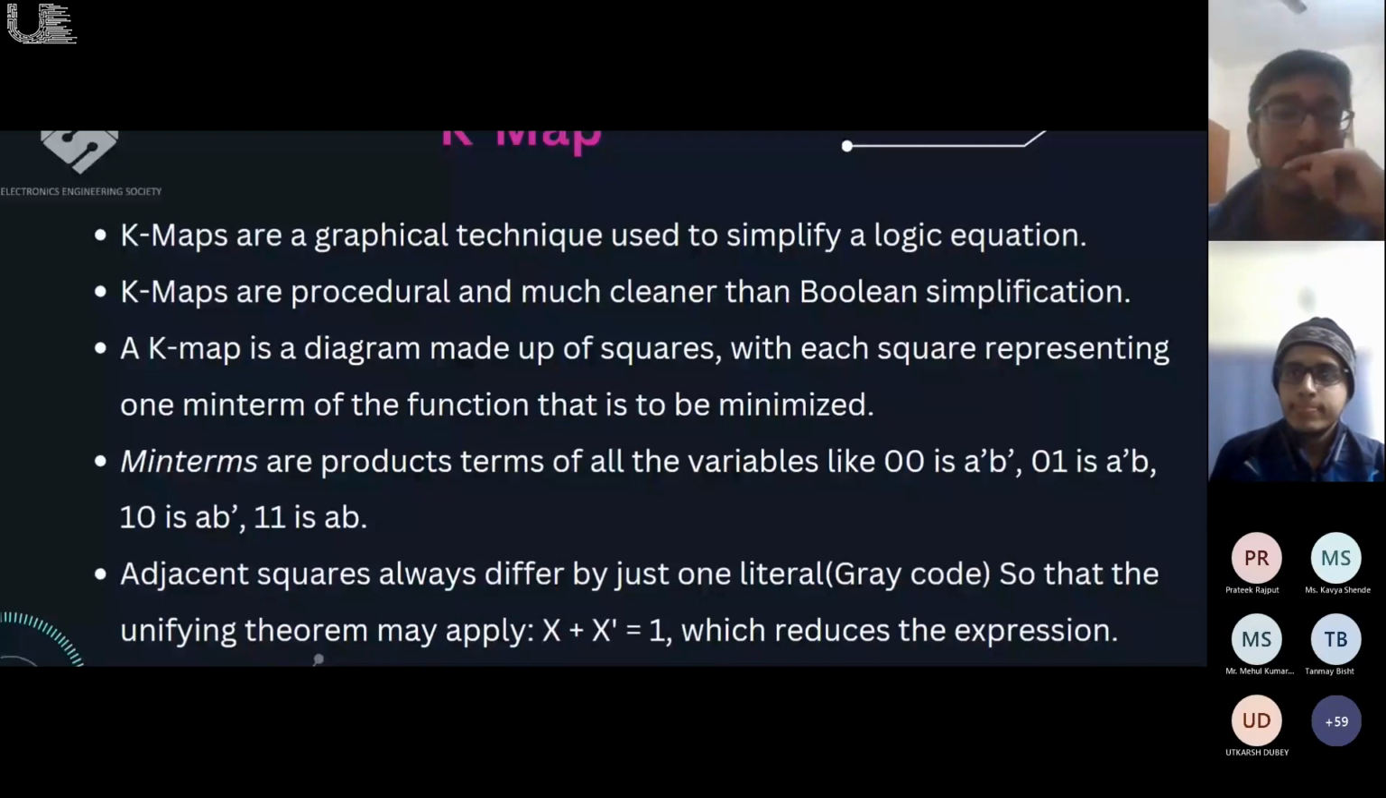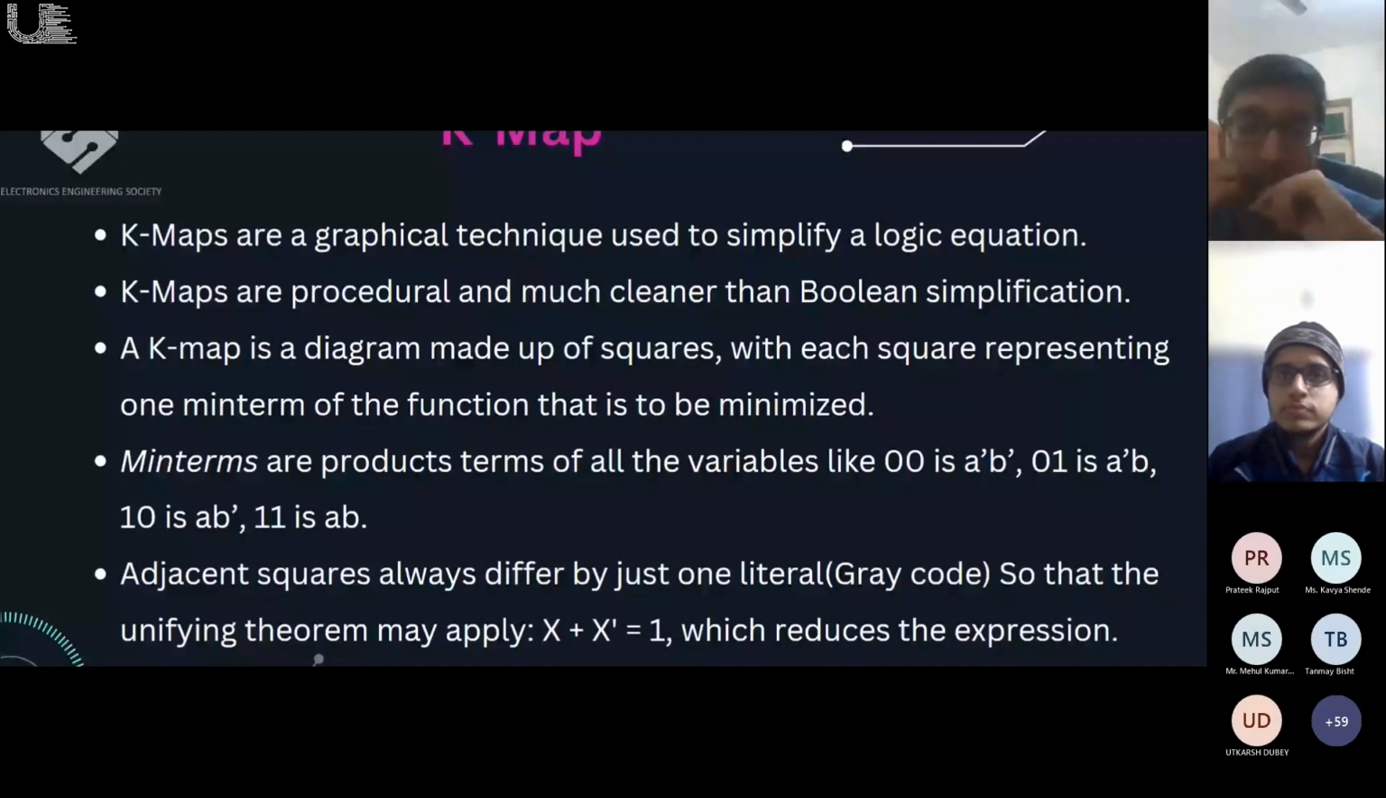Okay, so what is a K-map? It's a graphical technique used to simplify logic equations. Whatever POS or SOP term you're getting, the big term you're getting, you want to simplify that, obviously, right? So it's a technique which was invented by Karnaugh.